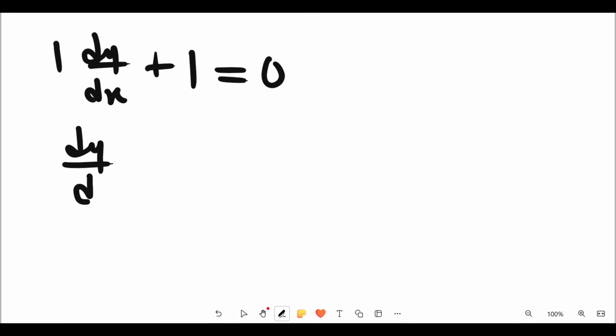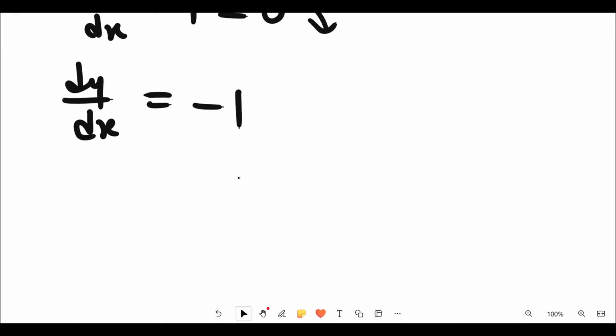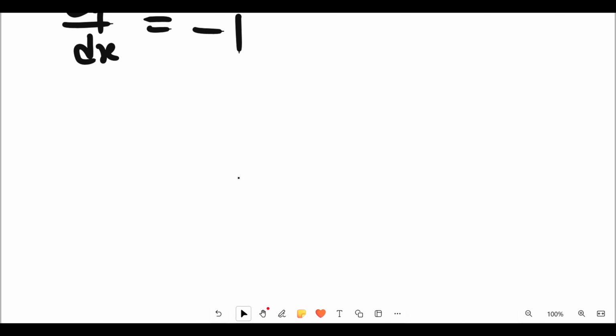And this implies that we are going to get our dy/dx, because 1 times dy/dx is the same as dy/dx, to be equal to, then you transpose this one to the right hand side, we are going to get it to be negative. So our dy/dx from the given implicit function x plus y is equal to 1 is equal to negative 1. Let's take more examples on implicit differentiation.